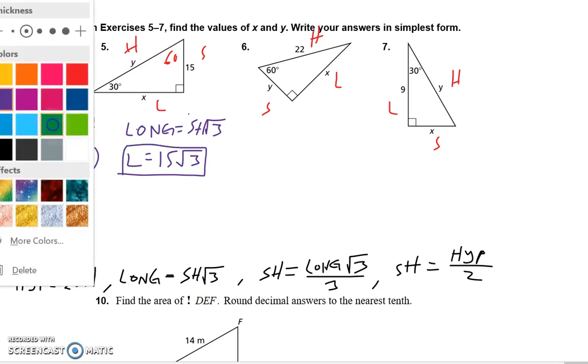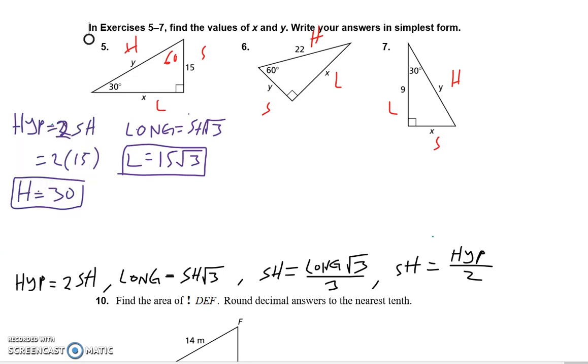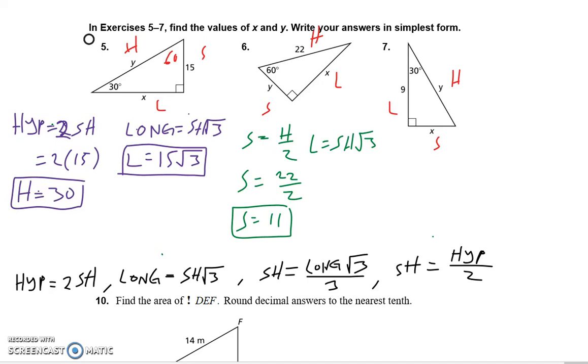Okay. Let's go to this one. We need the long and we need the short. So we need a short. Let's use this one. So short equals height divided by 2. So short equals 22 divided by 2. Short equals 11. And then we need the long. So long is going to be, let's use this one. Long equals short times square root of 3. So long equals 11 square root of 3, because I use this answer for short. You could have used, well, yeah, that's what you do.